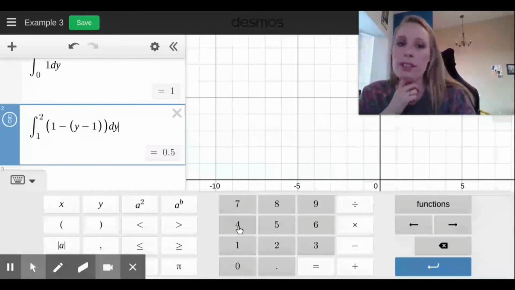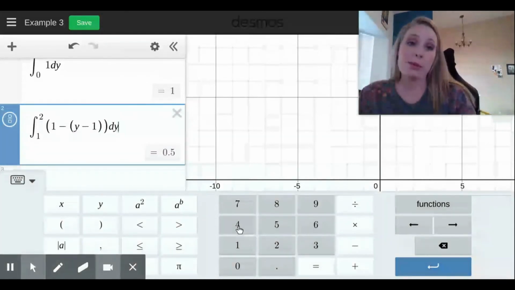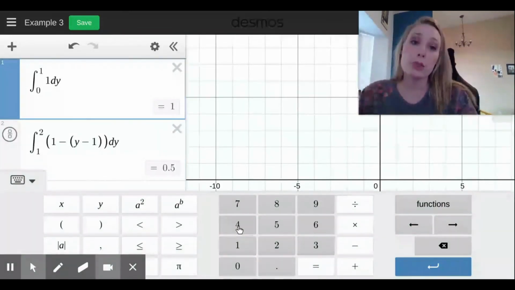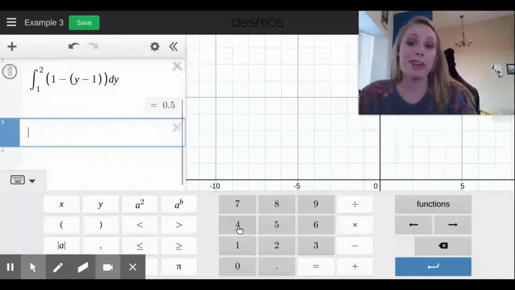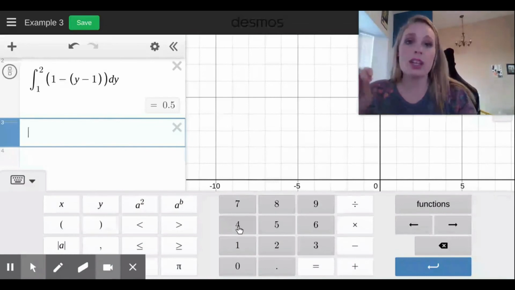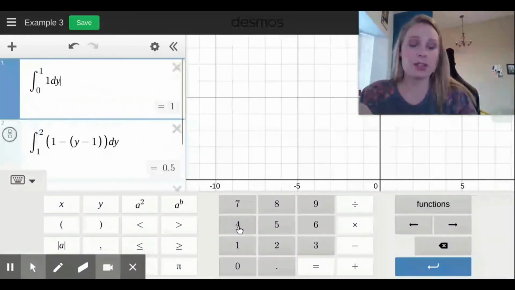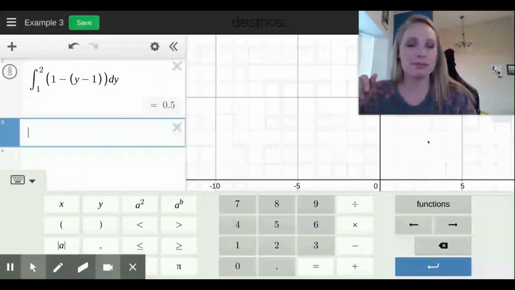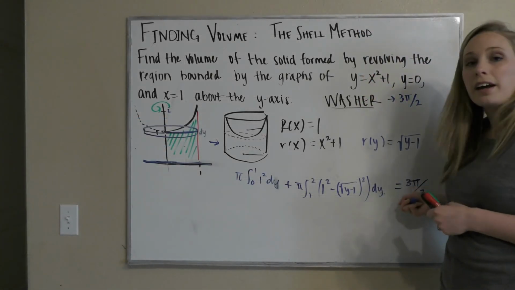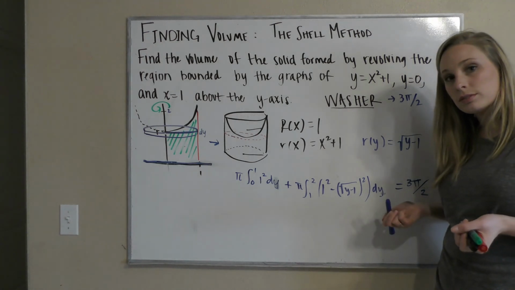So 1.5, and then remember you've got the pi on there because there's a pi on the outside of both of them. So you've got 1 pi plus 0.5 pi, which is 1.5 pi, and 1.5 is the same thing as 3 over 2. So 3 pi over 2 would be the volume if we were to add those two segments together. So 3 pi over 2 is our volume there. And plugging this in, we got 3 pi over 2.